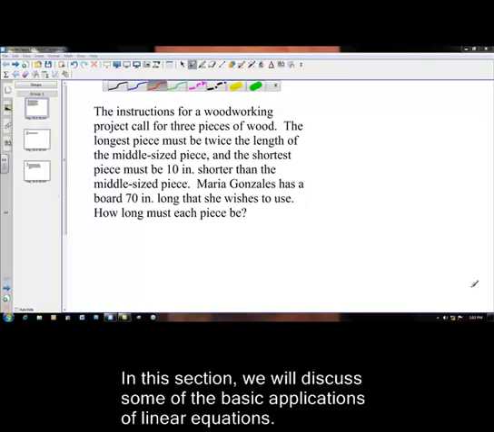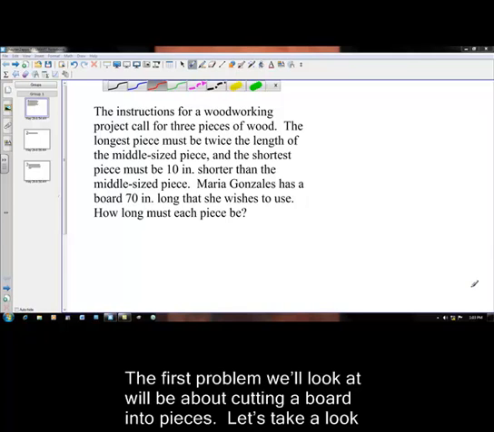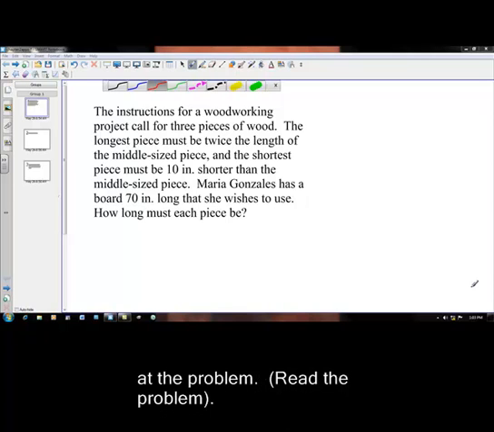In this section, we will discuss some of the basic applications of linear equations. The first problem we'll look at will be about cutting a board into pieces. Let's take a look at the problem.